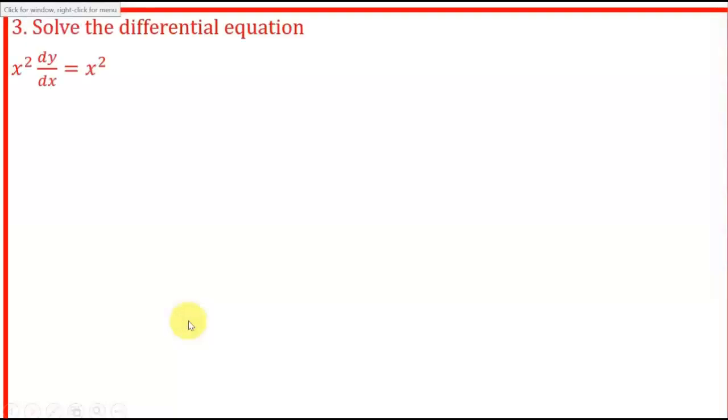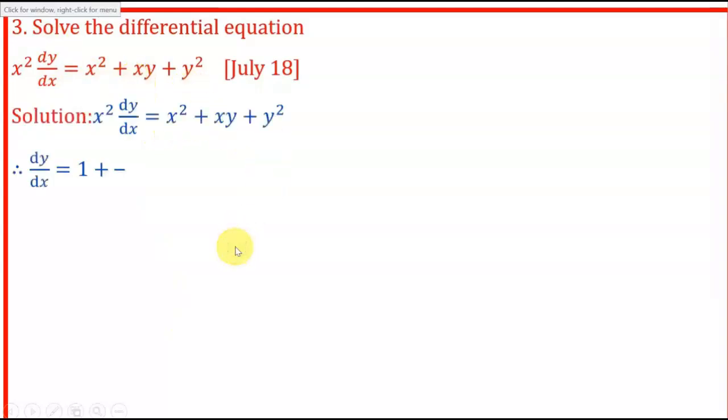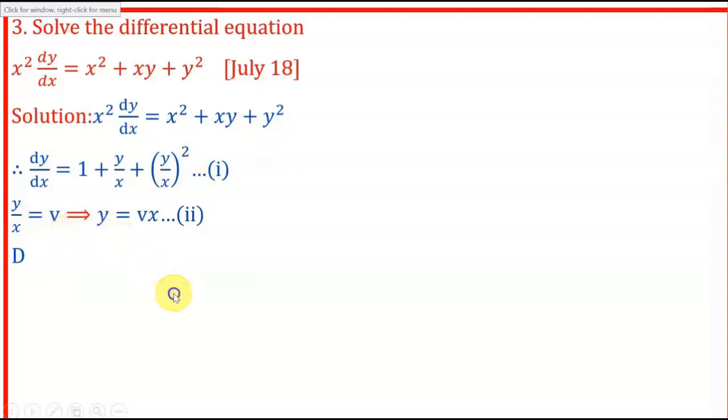Now next, solve the differential equation x square into dy by dx is equal to x square plus xy plus y square. Again here, first dy by dx is equal to, that is, divide the whole equation by x square. Then you will have dy by dx is equal to x square upon x square, which is 1, xy upon x square, x cancels, you will get y upon x, plus y square upon x square, that is (y upon x) whole square. Now put y upon x is equal to v. It implies that y is equal to vx.